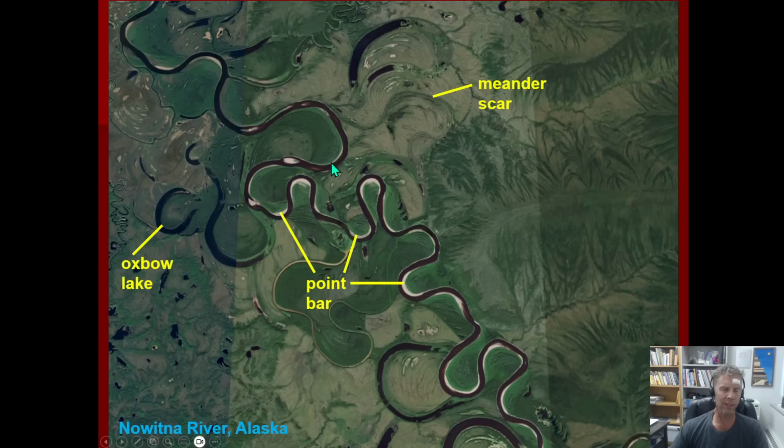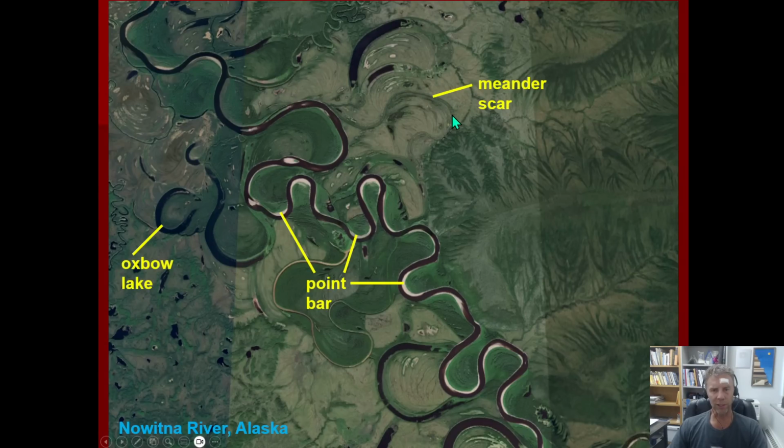And when it abandons that old meander, that's what we call an oxbow lake, if those are still filled with water. And I pointed out one here, but there's a bit of one over here. There's a great one down here, a little bit of one here at the bottom edge of the photo. You can just see several of these.